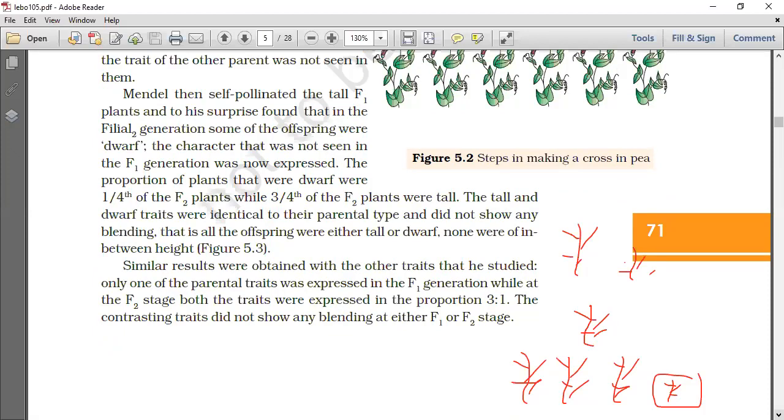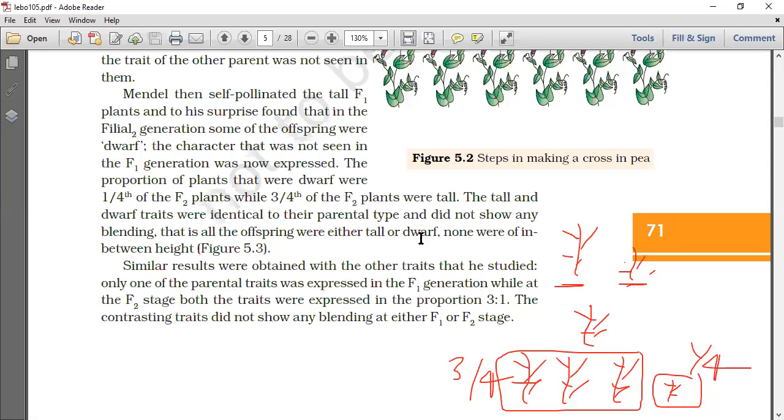The proportion of plants that were dwarf was 1/4 of the F2 plants. The tall and dwarf traits were identical to their parental type and did not show any blending. That is, all the offspring were either tall or dwarf, with no external morphological variation from their parents. 3/4 of the plants appeared tall and 1/4 appeared dwarf. Phenotypically, they look like their parents.